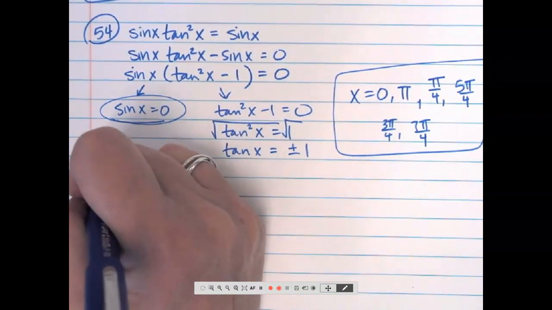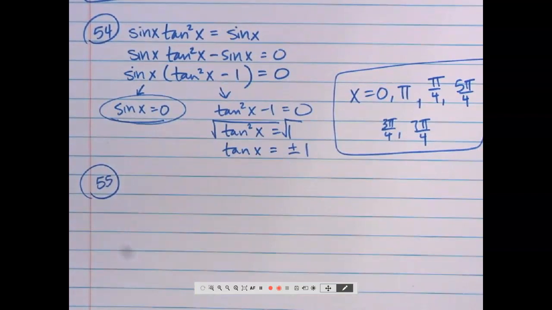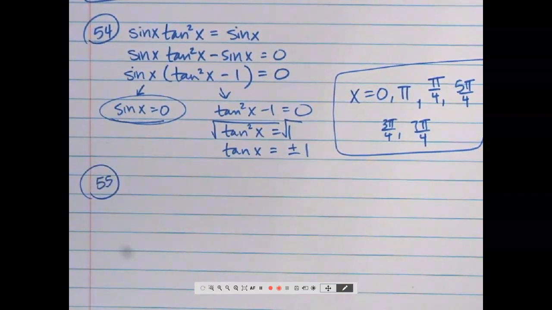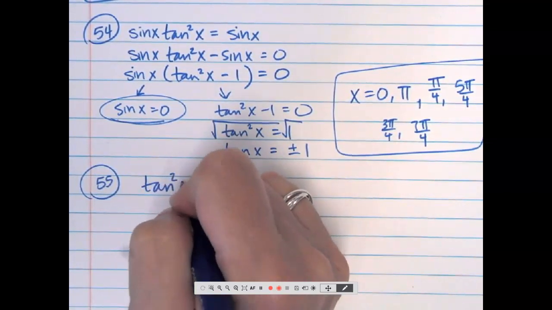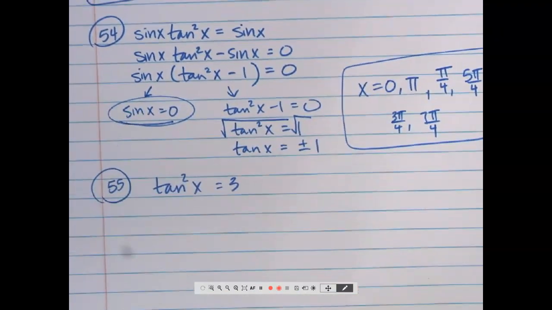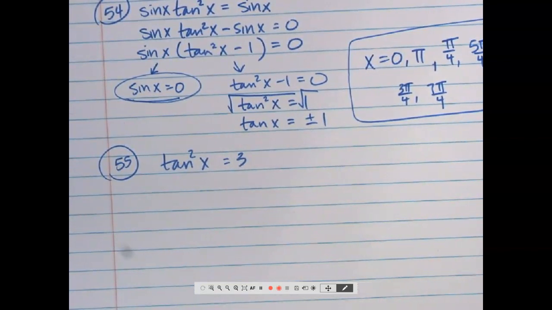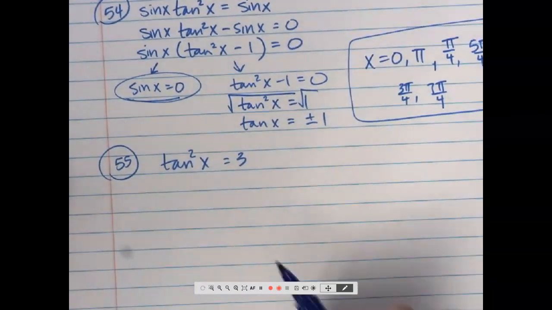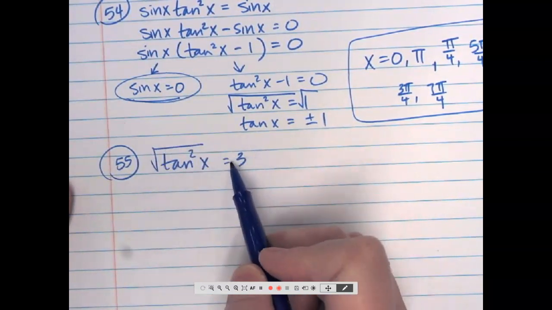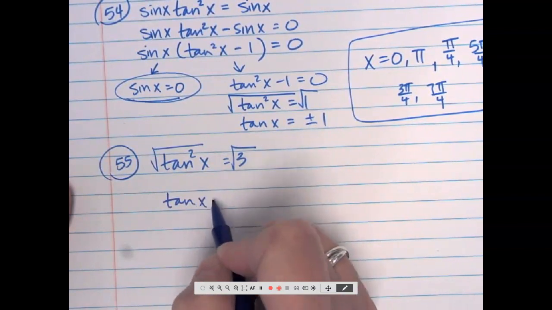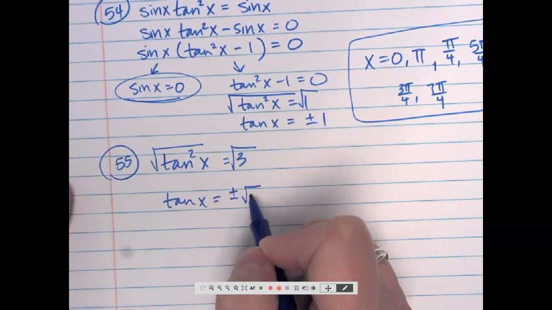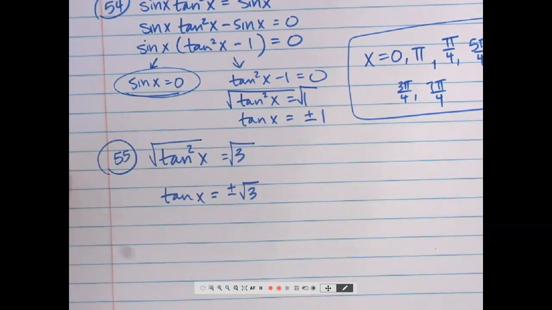Okay, last one on this page. 55. Tangent squared is 3. Well, that looks simple. Nothing to move, nothing to factor. I've just got something squared equals a number, so I'm going to square root. And I'm going to remember my plus or minus square root of 3.